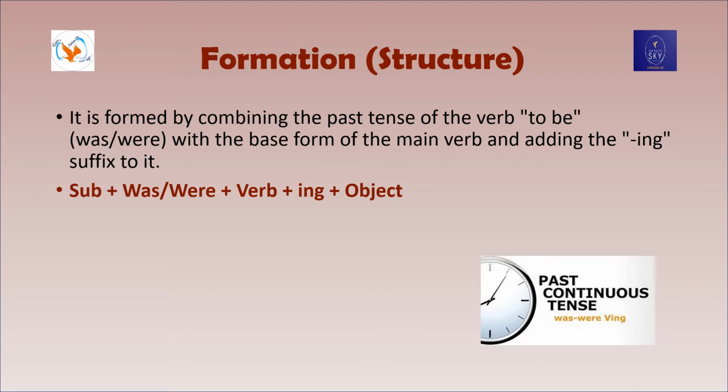Let's understand its structure. It is formed by combining the past tense of the verb to be, was, were, with the base form of the main verb and adding the ing suffix to it. For example, subject plus was/were plus verb plus ing plus object. However, different kinds of sentences such as positive, negative and interrogative will have slightly different structures. Let's understand it thoroughly.